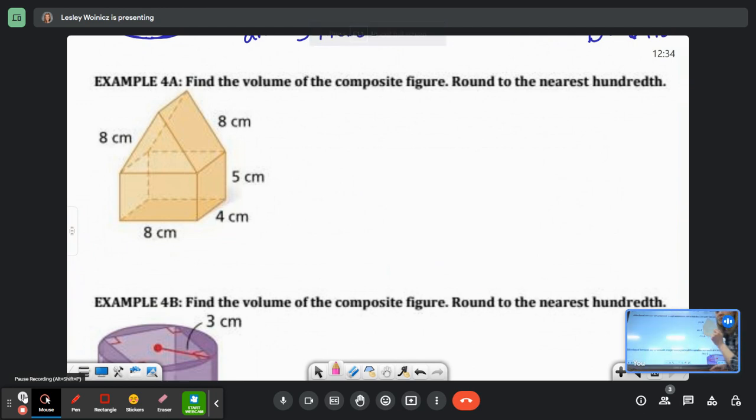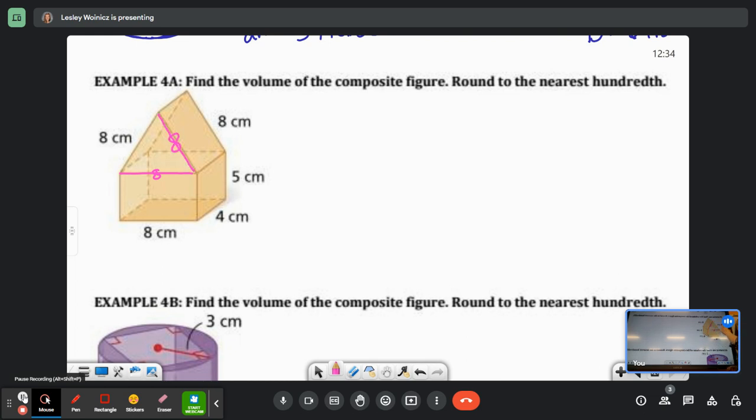Okay, so we're going to find the volume of this composite figure, and we're going to round to the nearest hundredth. So let's start with the weird little triangle on the top. Is everybody okay with, if this is 8 centimeters, then this one is also 8?